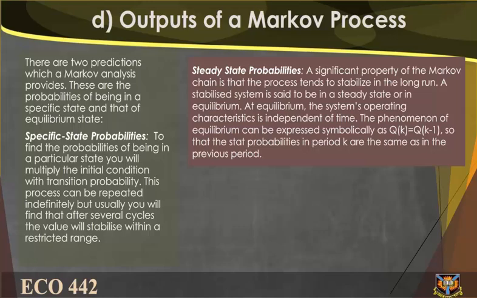Steady state probabilities. A significant property of the Markov chain is that the process tends to stabilize in the long run. A stabilized system is said to be in a steady state or in equilibrium. At equilibrium, the system's operating characteristics are independent of time. The phenomenon of equilibrium can be expressed symbolically as Q(K) equals Q(K-1), so that the state probabilities in period K are the same as in the previous period.